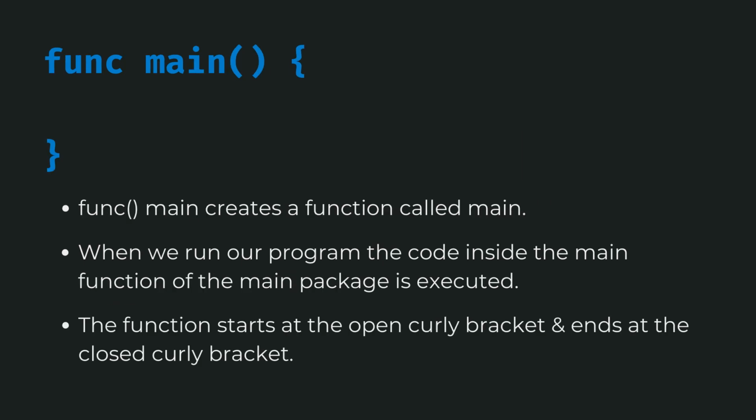The next line of code says func main, and func stands for function. A function is just a piece of code made to perform a specific task. And we'll actually be covering functions in depth later in this series. So as I said earlier, the code in the main package is executed when we run our program. But more specifically, the code within the main function of the main package is executed. It might sound complicated, but all you need to know for now is that when we run this program, the code in the main function right here is going to be executed. And these two curly brackets signify the start and end of our function. So the function is going to start at the open curly bracket and end at the closed curly bracket.